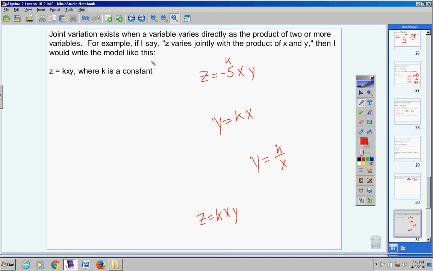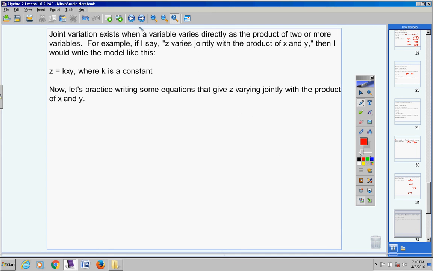Alright, there we go. Now let's practice writing some equations that give Z varying jointly with the product of X and Y. So in the past we did direct variation equations, and then we did inverse variation equations. Now we're going to do joint variation equations. Okay, so here we go. I want you to write an equation that has Z varying jointly with X and Y. So Z varies jointly with X and Y.